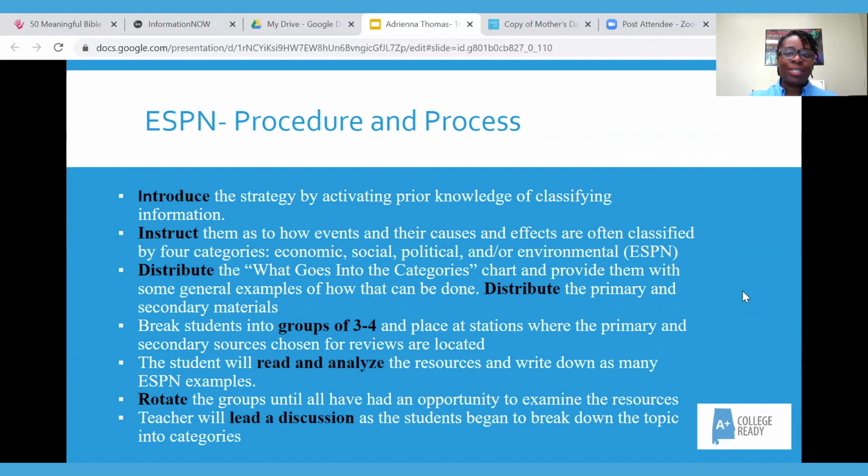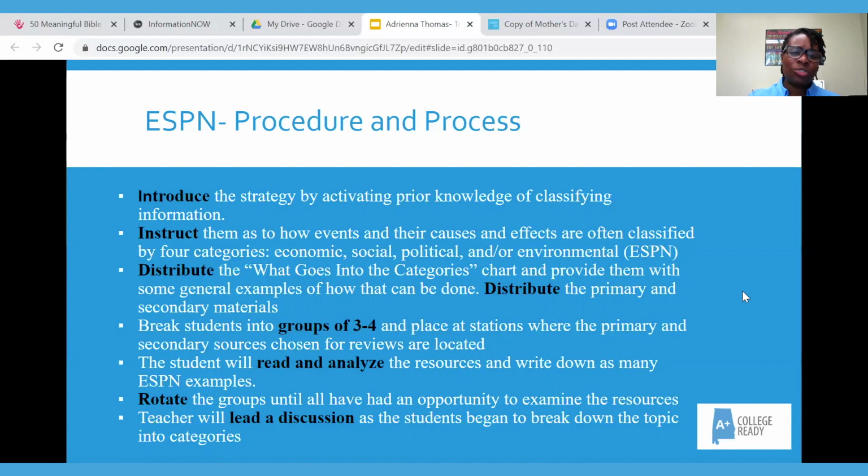Now you're ready to teach a strategy, the ESPN strategy. So the first thing you must do in your class is introduce the strategy to the students. Help them understand what they're about to learn, how they're going to learn it. And this would also help introduce prior knowledge, how to classify information, introduce what you're about to read, and see if they have any prior knowledge from their past grade levels.